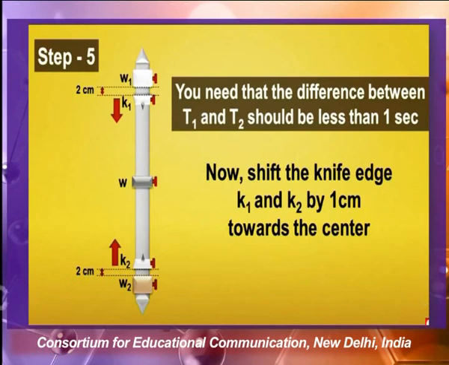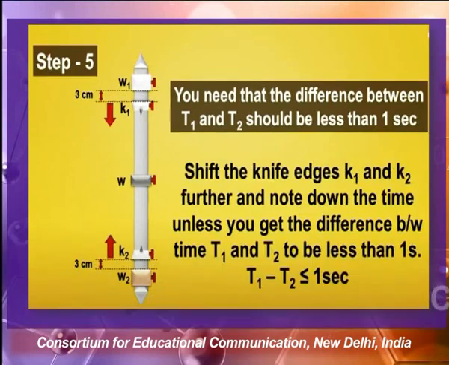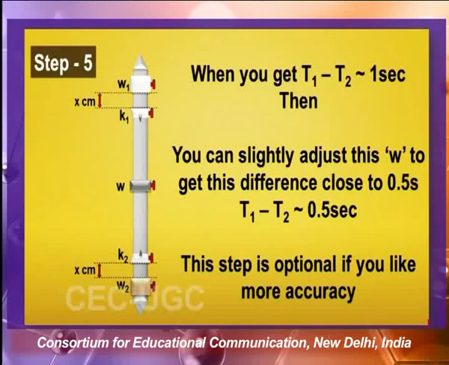You need the difference between T1 and T2 to be less than 1 second. Now shift the knife edges K1 and K2 by 1 centimeter toward the center. Shift the knife edges K1 and K2 further and note down the time until you get the difference between the times T1 and T2 to be less than 1 second. So our T1 minus T2 must be equal to or less than 1 second.